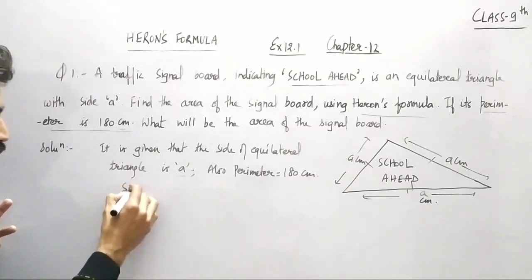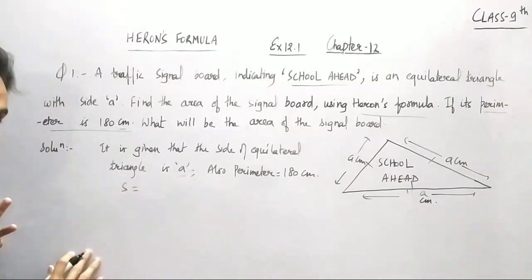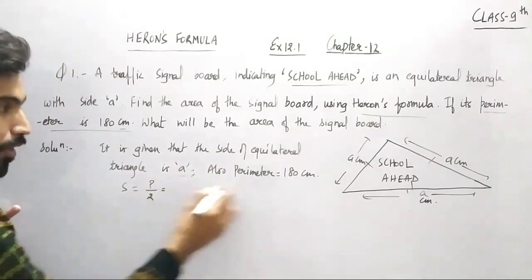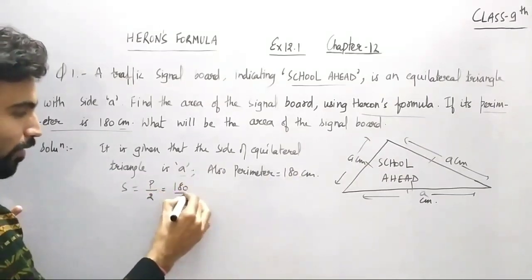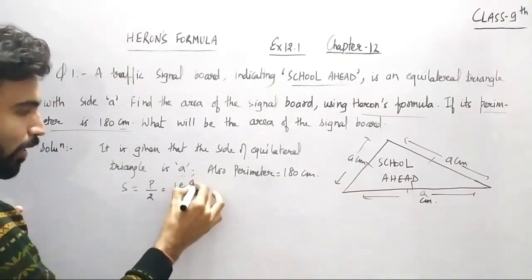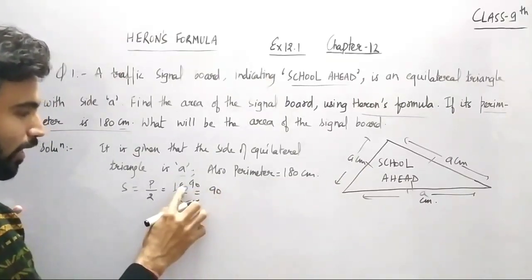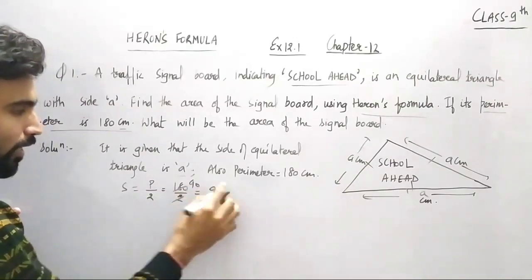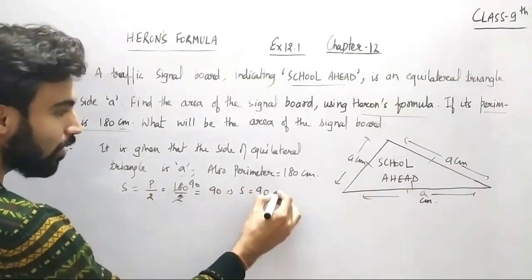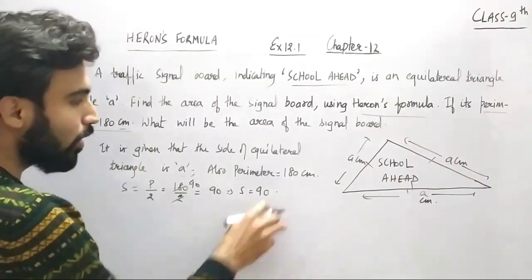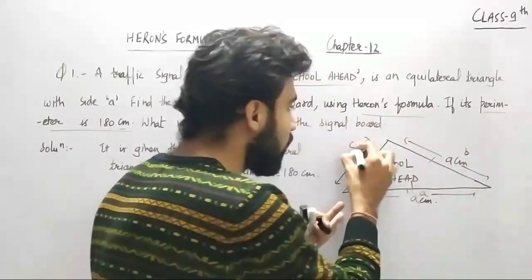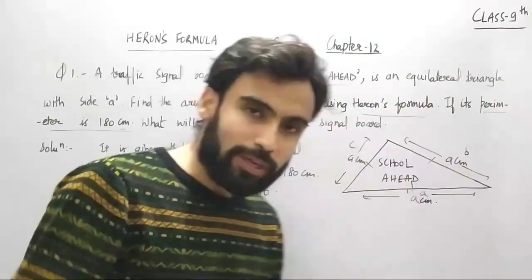Now let me also calculate the semi-perimeter, that is s. That can be calculated as half of the perimeter. You know what half of 180 will be, because the perimeter is 180. The semi-perimeter will be 90. Dividing 180 by 2, that will be 90. So here you can see the value of s is 90, right? And a, b and c are all a centimeters, right?